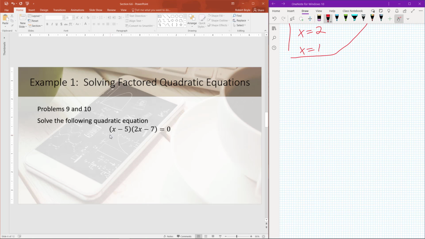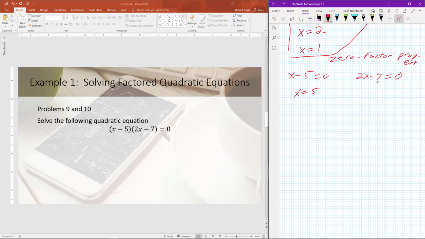Well, once again, this quadratic is solved for all values of x which make this equation true. And there are two. The first one is when x minus 5 is equal to 0. And the second condition is when 2x minus 7 is equal to 0. And this is an application of the zero factor property. Okay, and then solving these two equations, we find that x would be equal to 5.